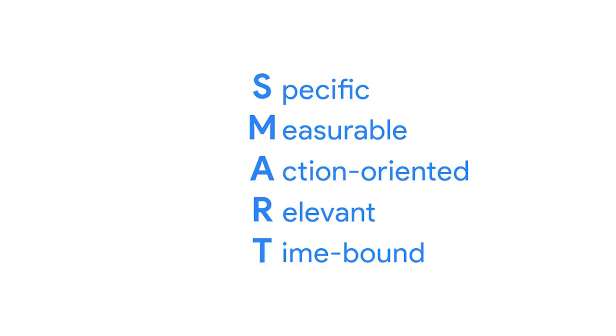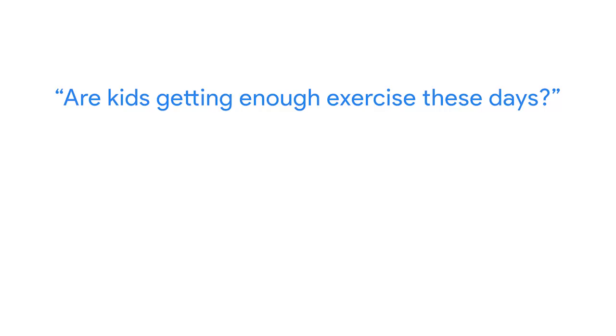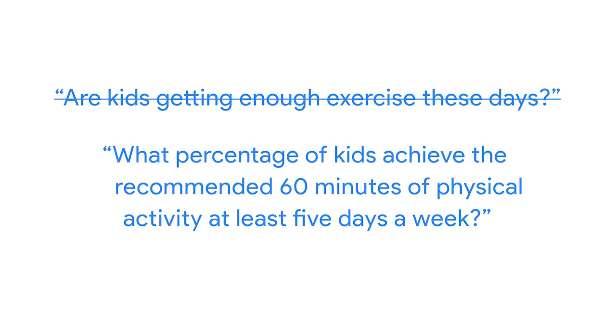Let's break that down. Specific questions are simple, significant, and focused on a single topic or a few closely related ideas. This helps us collect information that's relevant to what we're investigating. If a question is too general, try to narrow it down by focusing on just one element. For example, instead of asking a closed-ended question like, "Are kids getting enough physical activities these days?" ask, "What percentage of kids achieve the recommended 60 minutes of physical activity at least 5 days a week?" That question is much more specific and can give you more useful information.